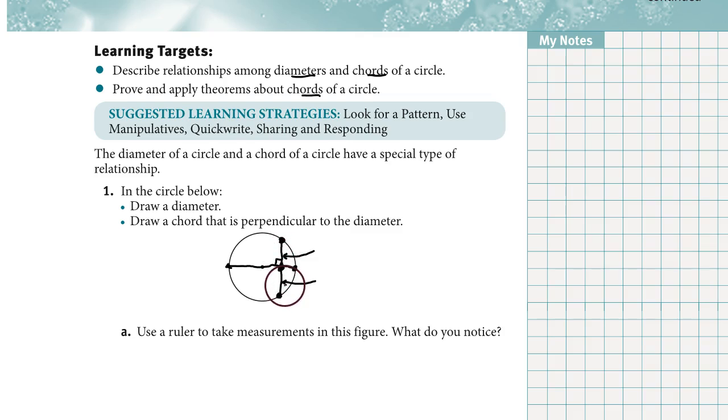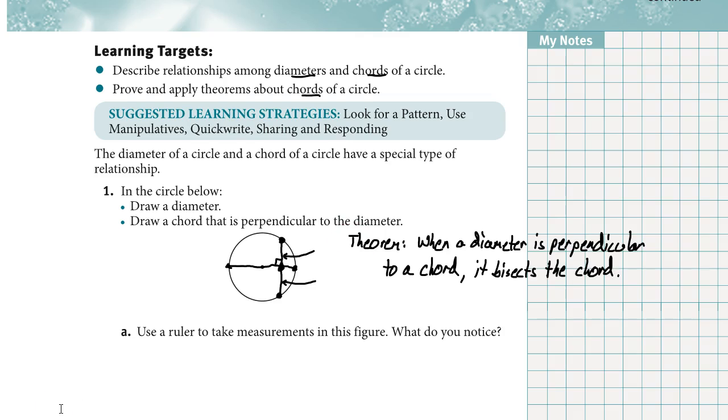A good vocabulary word to use is that the chord is bisected by the diameter. If we're then able to prove that conjecture, it becomes a theorem. We're not going to take the time to prove it, so let's just accept that this is a theorem and then do problems using this theorem later in the class. So let's write out the theorem that is shown in this illustration. When a diameter is perpendicular to a chord, it bisects the chord. Please write that down in your notes.